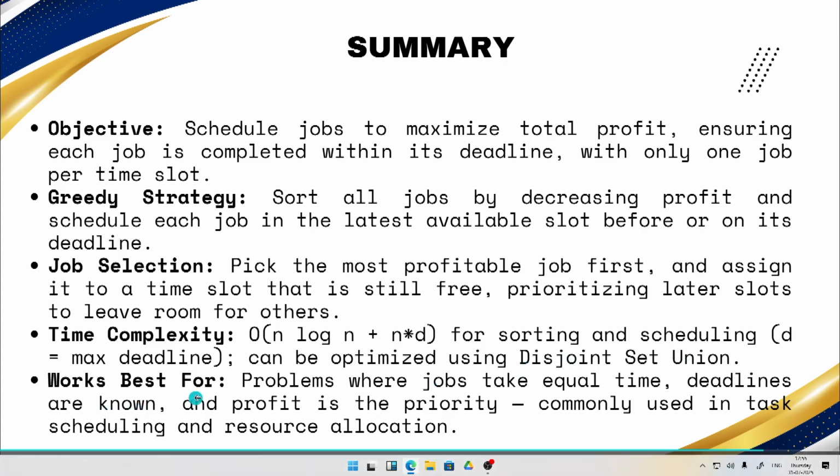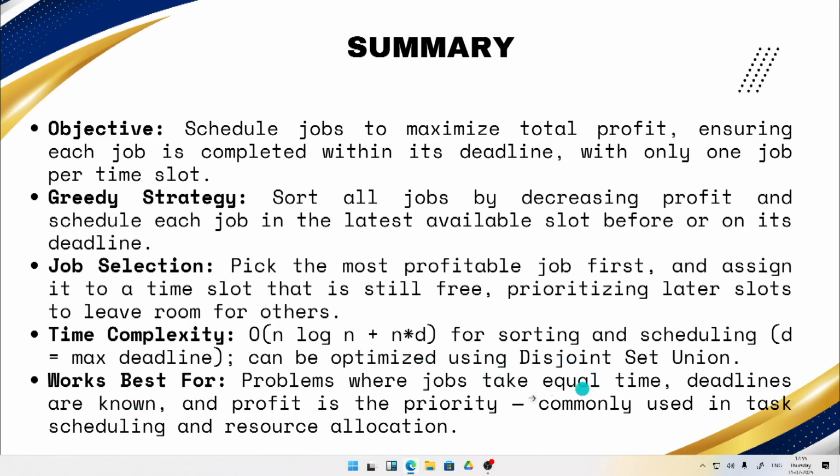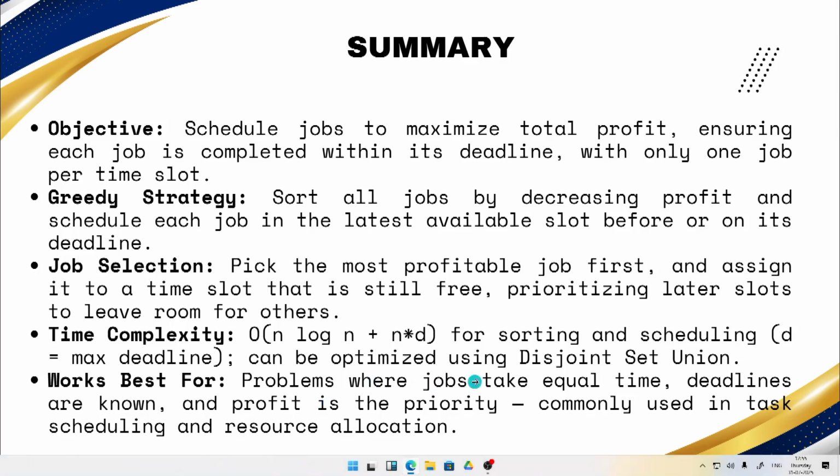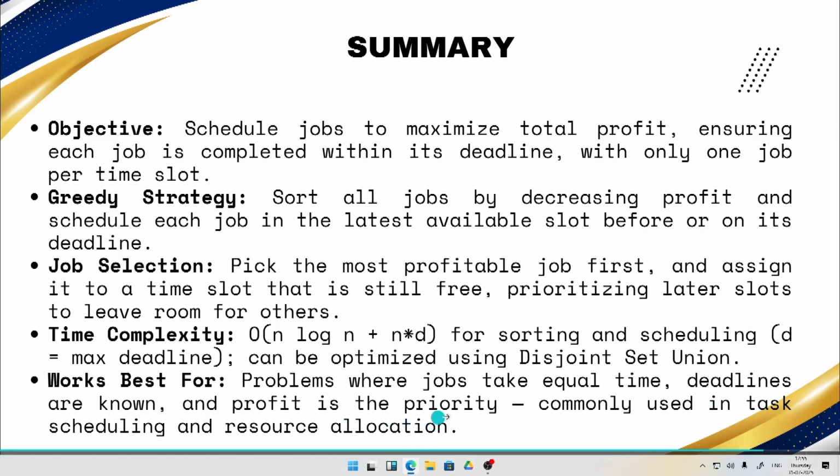And this algorithm works best for problems where all the jobs take up an equal time. So we were making an assumption while solving this problem that all the jobs require the same amount of time, that is, we said they take up a unit time, right. And we also make an assumption that the deadlines are all known to us, and we are giving utmost priority to the profit, that is maximizing the profit, and that helps us in both scheduling the tasks as well as better allocation of all the available resources.